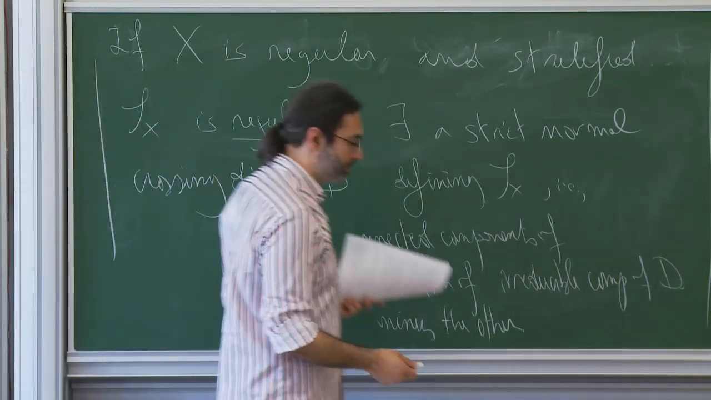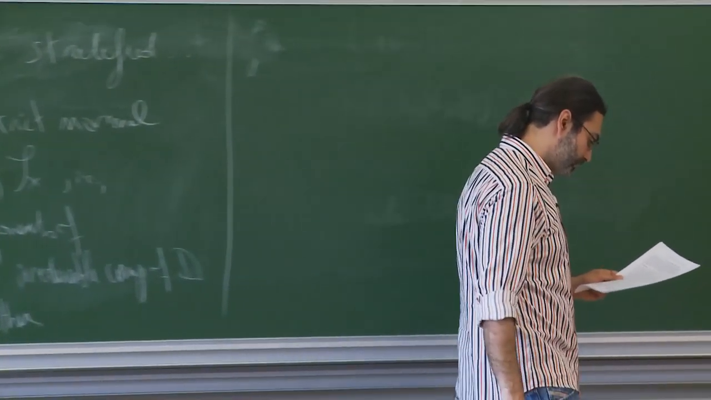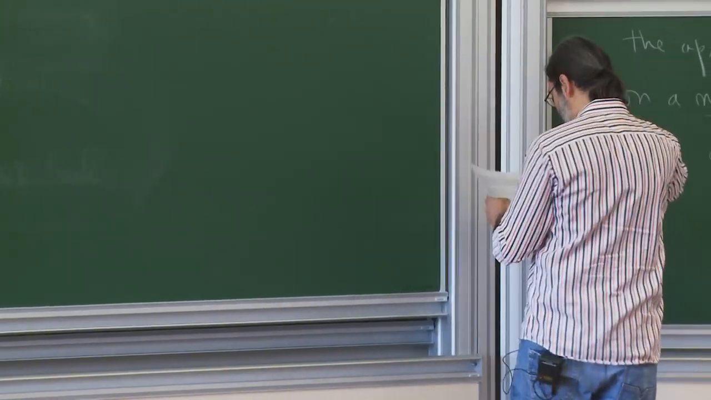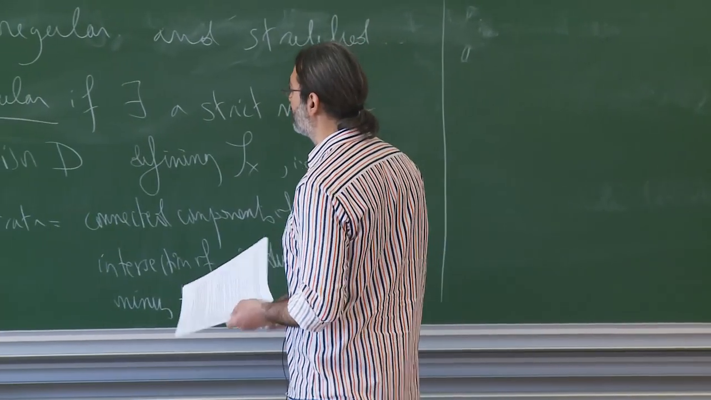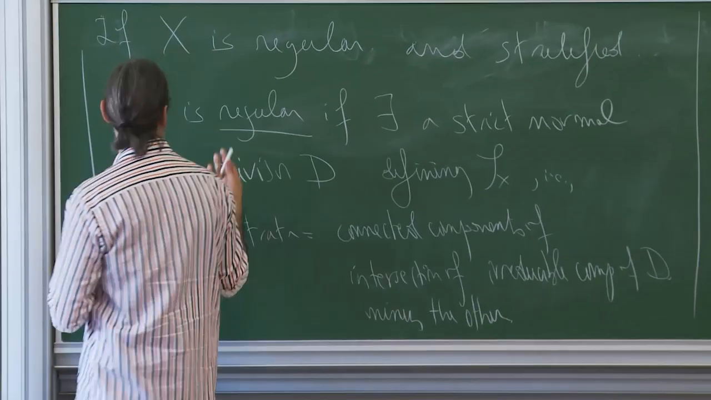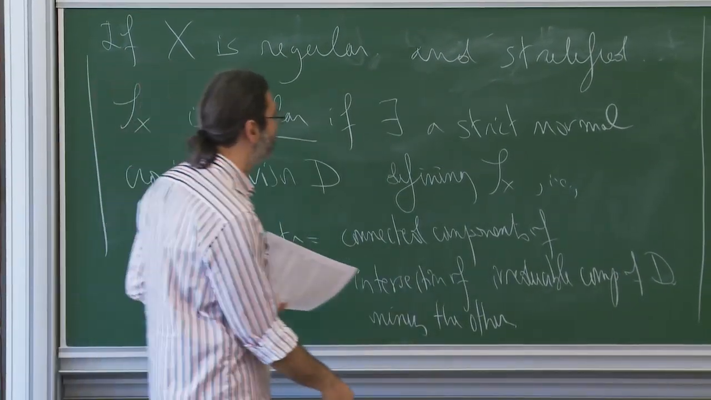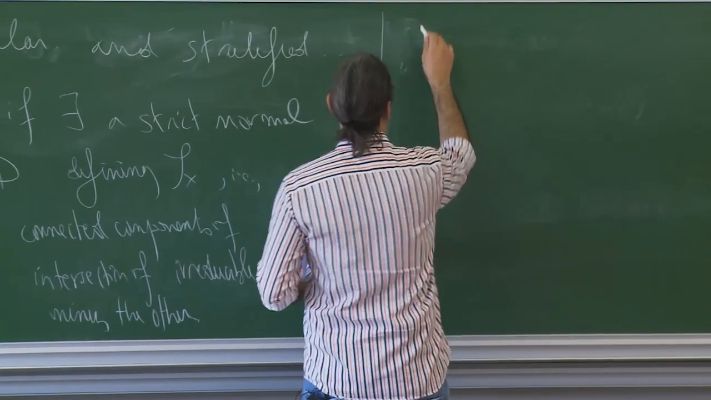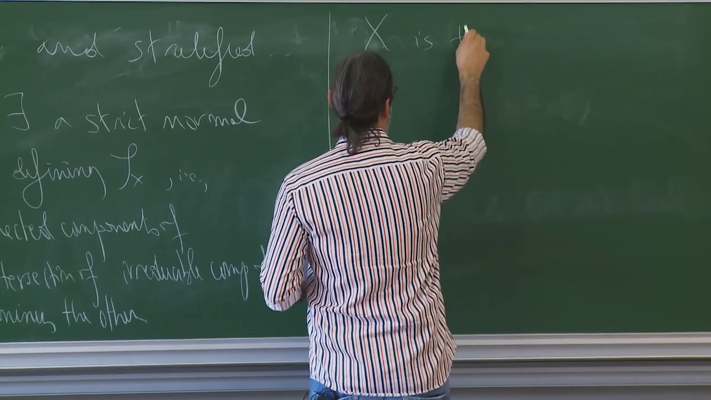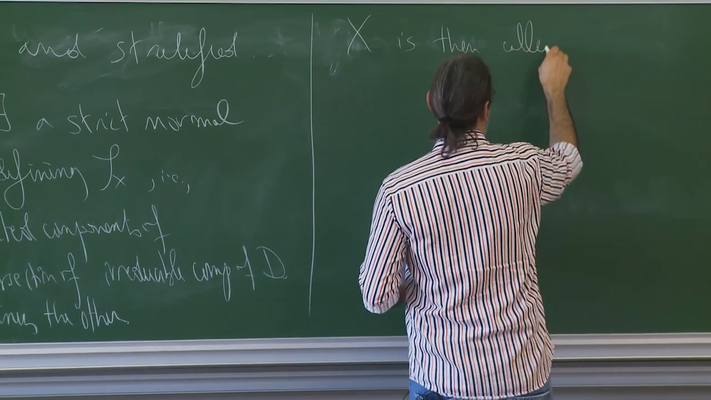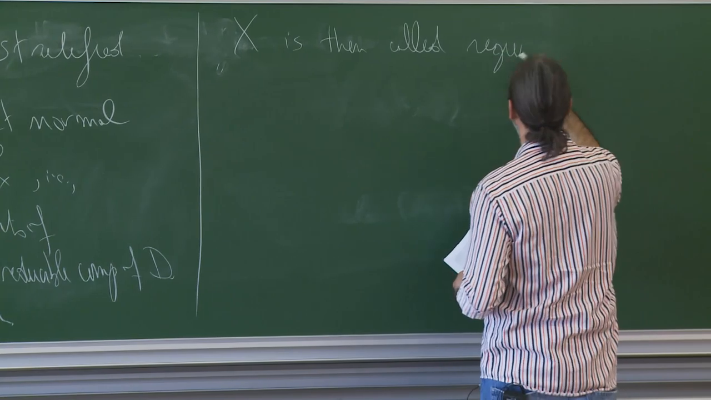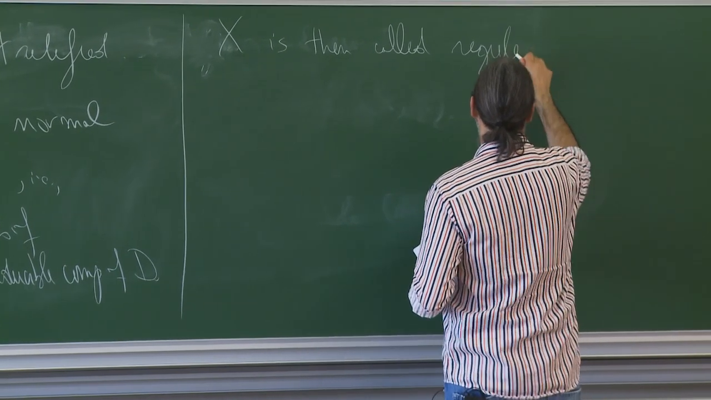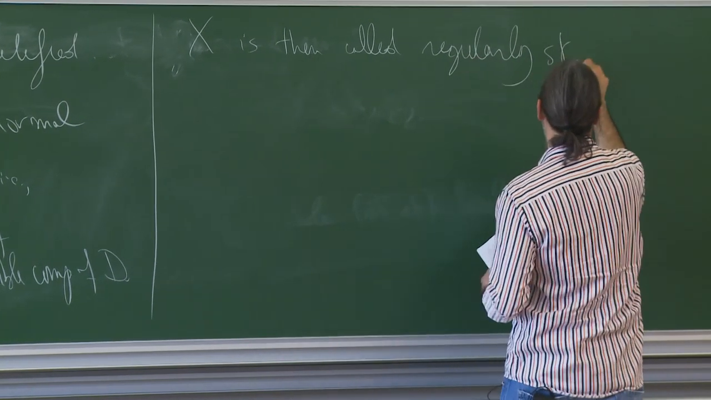Then of course D is uniquely determined by this stratification, and it's equivalent to give D or to give the stratification. And such an X, I will call regularly stratified. So it's the same as giving a normal crossing divisor. Yes, exactly, the same data.